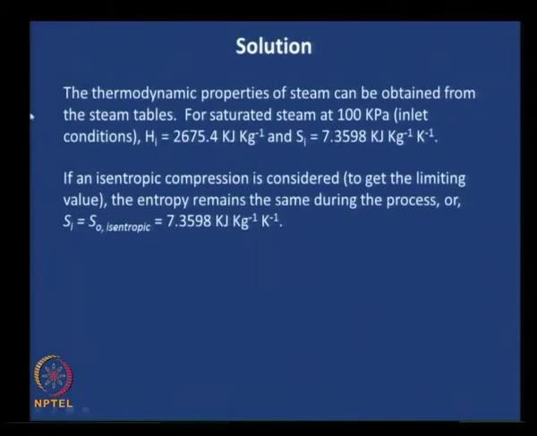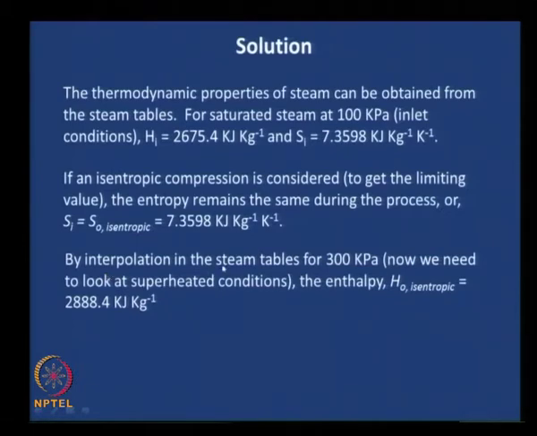Okay, let us move forward. If an isentropic compression is considered, and this is the limiting value, we know that in an isentropic process the entropy remains constant. So, we will make use of that point. Therefore, the entropy at the outlet must be the same as the entropy at the inlet, 7.3598 kilojoules per kilogram per Kelvin.